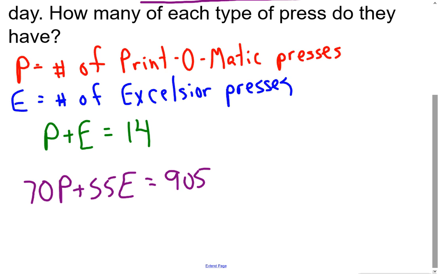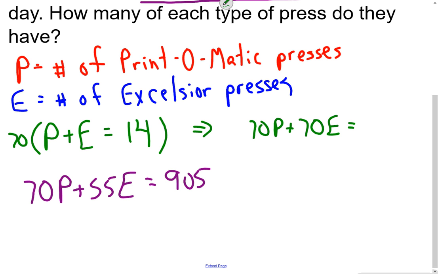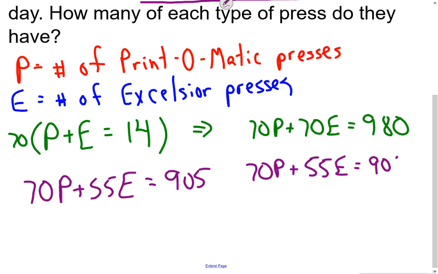So I look at this and go, I can't just add or subtract them. I'm going to have to multiply one of them by something. So I'm going to take this first equation. I am going to multiply it by 70 to get rid of the p's. So I'm going to take this first equation, multiply it by 70. And now I have 70p plus 70e equal to 980. My second one, I get to leave as is. So 70p plus 55e equals 905.